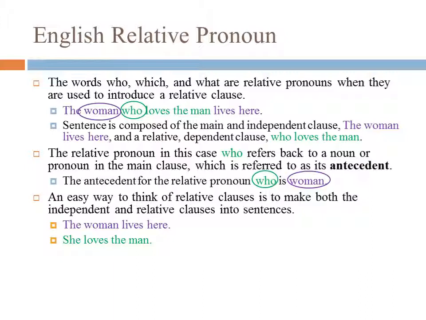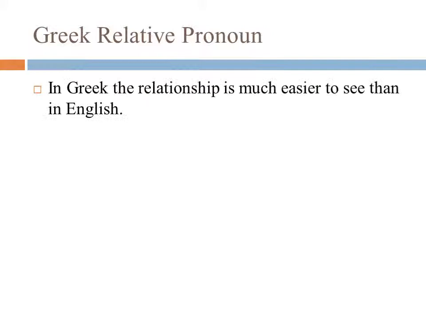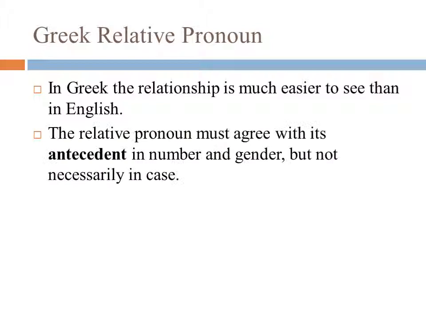A Greek relative pronoun. In Greek, the relationships are much easier to see than in English, because the relative pronoun must agree with its antecedent in number and gender, but not necessarily in case, right? A word is going to have gender built in. Number always has to do with the number of those that are there. But the way it functions in a sentence may differ between the way it functions in a relative clause and the way it functions in the main clause.